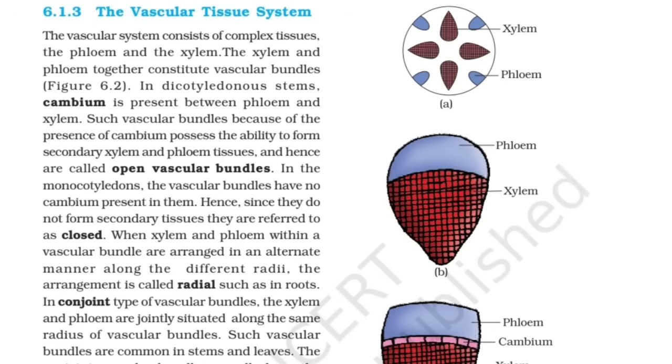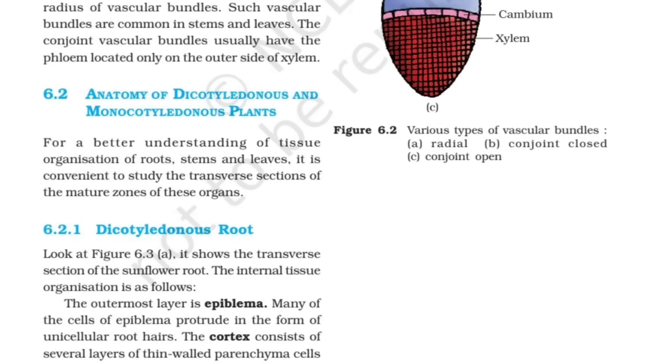In the monocotyledons, the vascular bundles have no cambium present in them. Hence, since they do not form secondary tissues, they are referred to as closed. When xylem and phloem within a vascular bundle are arranged in an alternate manner along the different radii, the arrangement is called radial, such as in roots. In conjoint type of vascular bundles, the xylem and phloem are jointly situated along the same radius of vascular bundles. Such vascular bundles are common in stems and leaves. The conjoint vascular bundles usually have the phloem located only on the outer side of xylem.